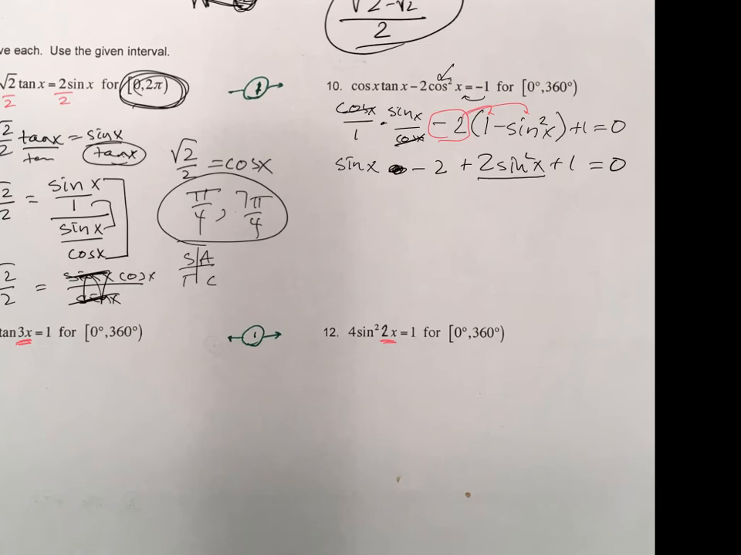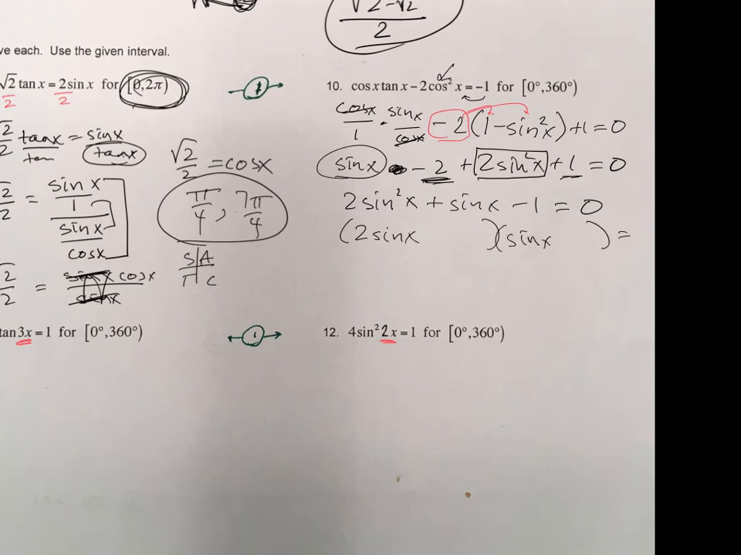So we've got this. This doesn't add up with anything. 2 sine squared x. Sine x. That has nothing else in common, so plus sine x. Negative 2 plus 1. That's a minus 1. Now I'm ready to factor. To get to 2 sine squared, I need 2 sine x, sine x. In order to multiply to get to 1, this is easy. That's 1 times 1.